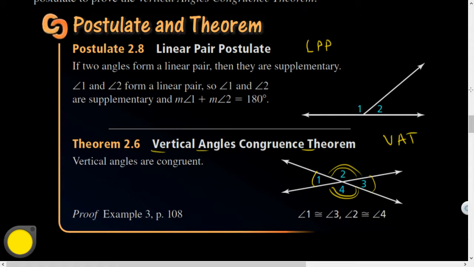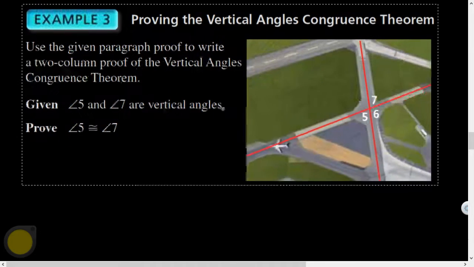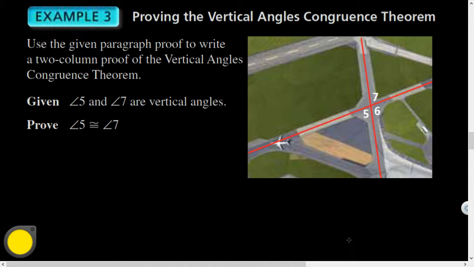It looks like it's about an airport or something. Am I going to run out of space today? All these proofs taking up space. Use the given paragraph proof to write a 2-column proof of the vertical angles congruence theorem. Before I show you, could one of you verbally describe how you would prove angle 1 was congruent to angle 7 if you couldn't yet use that theorem?